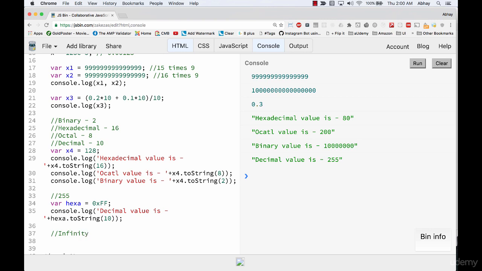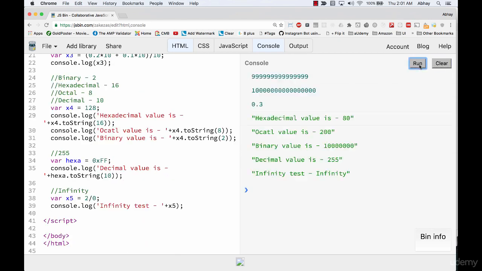And similarly, when you divide something by 0, instead of doing the actual division, JavaScript will return infinity for you. So let's see a very quick example. Variable x5, I think that's what we haven't used yet. Let's do 2 divided by 0, and let's do a console.log. Let's do infinity test. Let's clear the console and let's run it, and the answer is infinity.